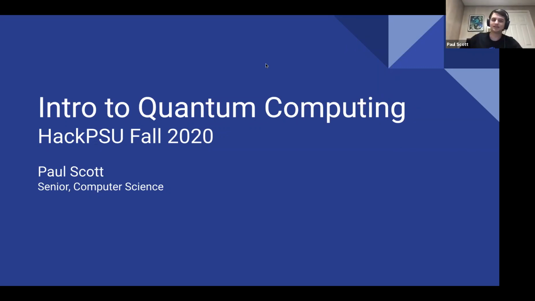Hey, good morning, everybody. Welcome to the Intro to Quantum Computing workshop. My name is Paul Scott. I'm a senior here at Penn State University Park studying computer science and minoring in mathematics. So in this workshop, we're going to go over some of the more basic concepts of quantum computing, which is a huge emerging field right now in both computer science and physics as well, since obviously we're dealing with the quantum realm.